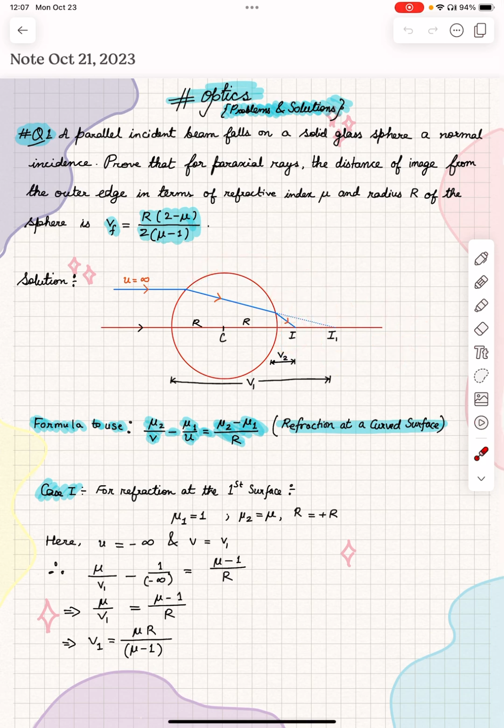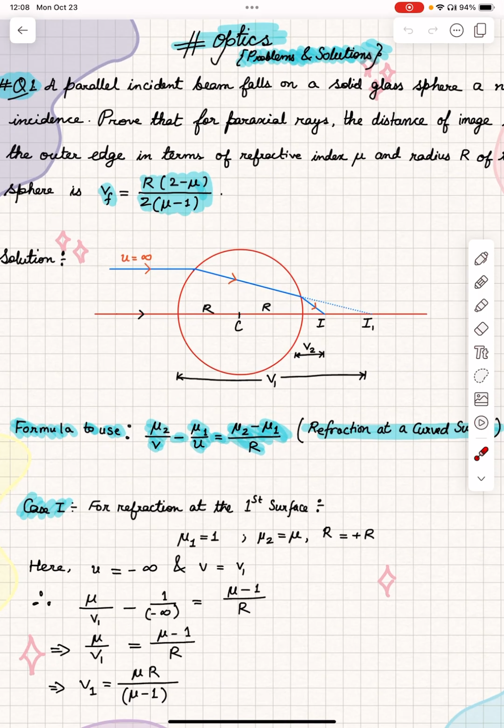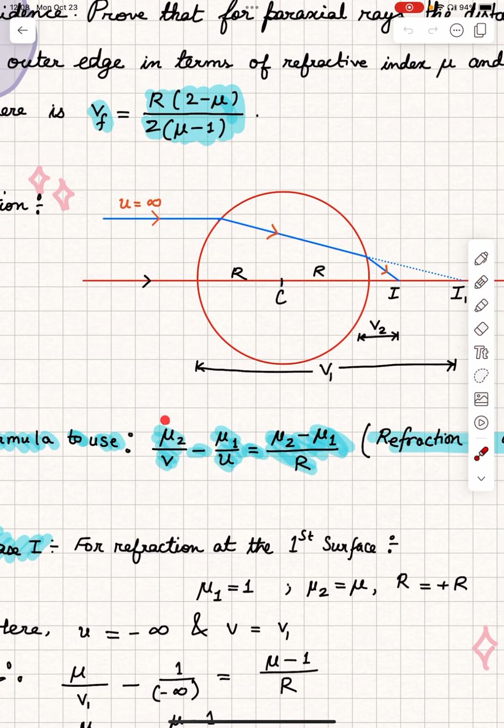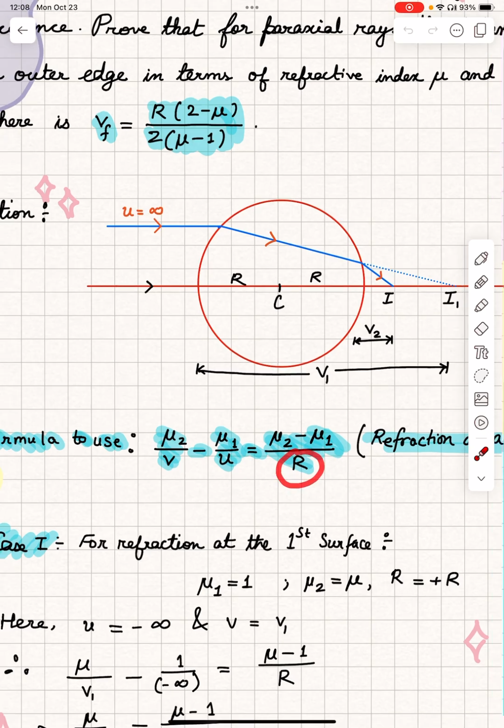So the formula that we should use is the refraction at a curved surface formula, which is mu2 by v minus mu1 by u is equal to mu2 minus mu1 by r. I will briefly tell you about it. Mu2 is the refractive index of that medium where we have the image. Mu1 is the refractive index of that medium where we have the object, and in mu2 minus mu1 by r, r is the radius of curvature of the curved surface where the refraction happens.